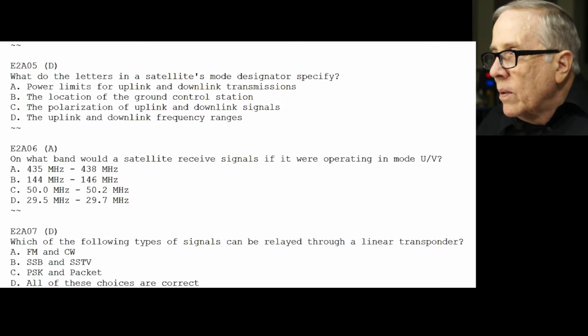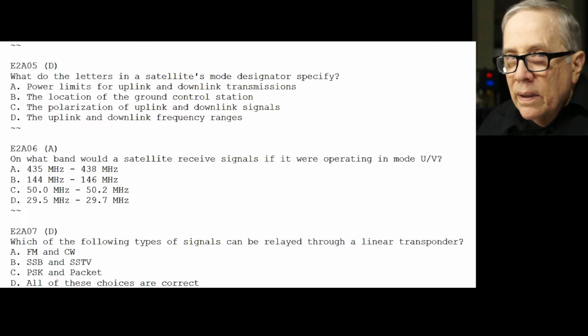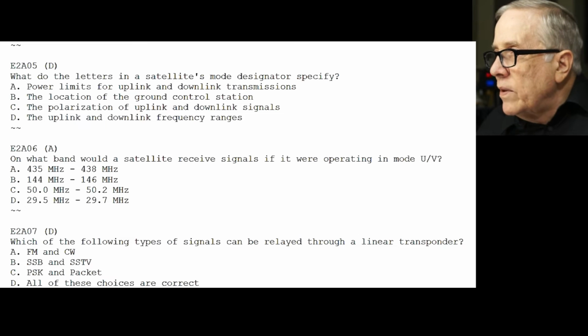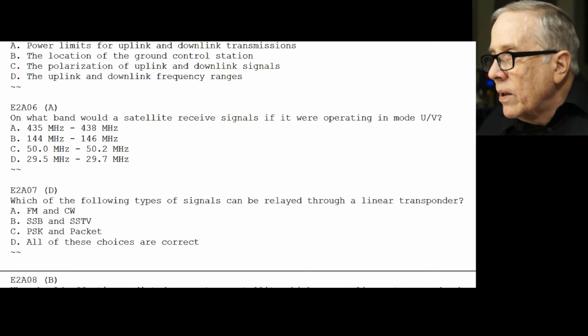E2A06, on what band would a satellite receive signals if it were operating in mode U/V, like UHF/VHF? The answer is A, 435 to 438. So that is on what band would a satellite receive? And the receive is the UHF, 435 to 438 megahertz.